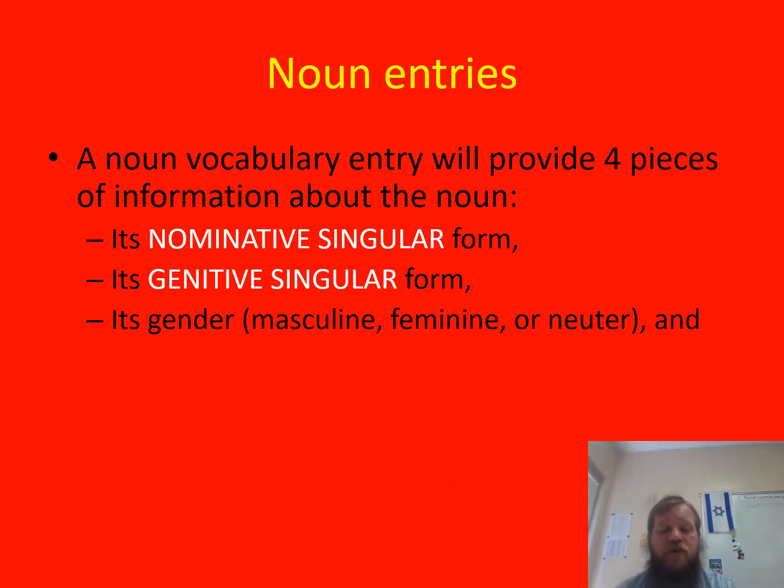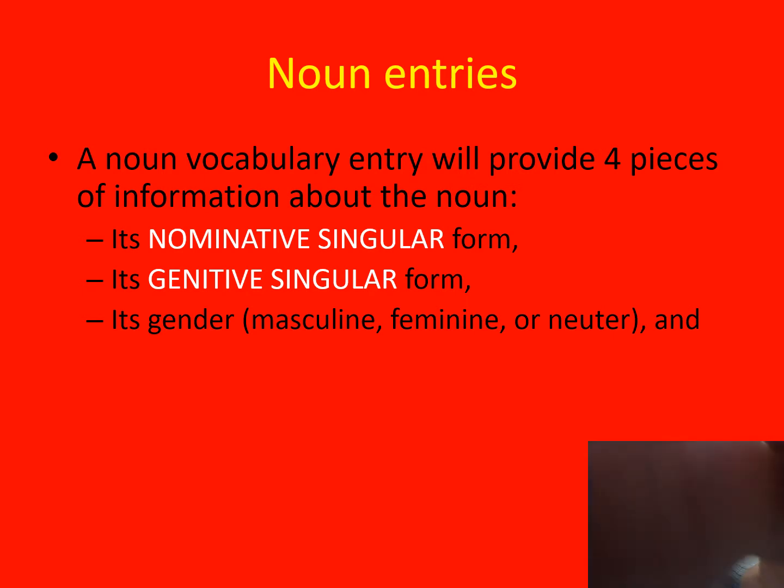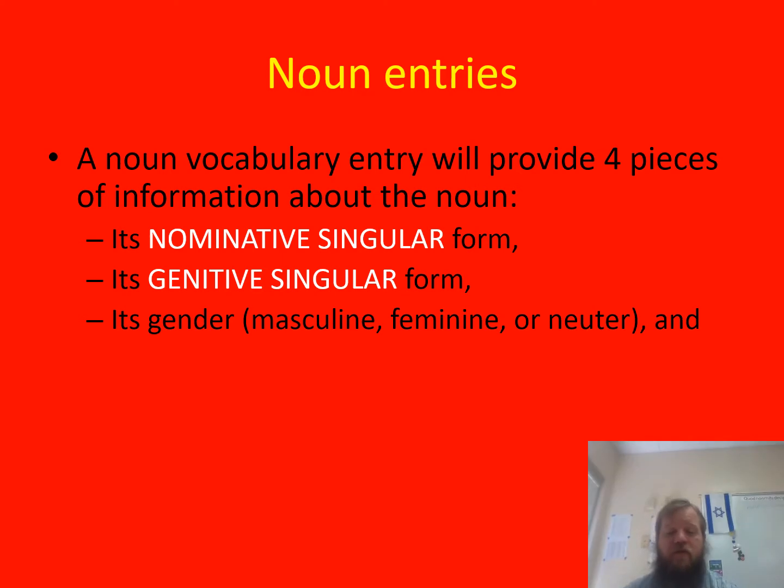The third thing is what gender that noun is. If you've had Spanish or French or German before, you understand this idea that nouns have a gender in many languages. They don't in English, but in many languages they do have a gender. In Latin, there are 3 possible genders. They can be masculine, they can be feminine, or they can be neuter. There is a pattern to that, but sometimes you just have to memorize it. So it'll be given to you as part of your noun entry. And then the 4th piece of information is the English meaning of that word.